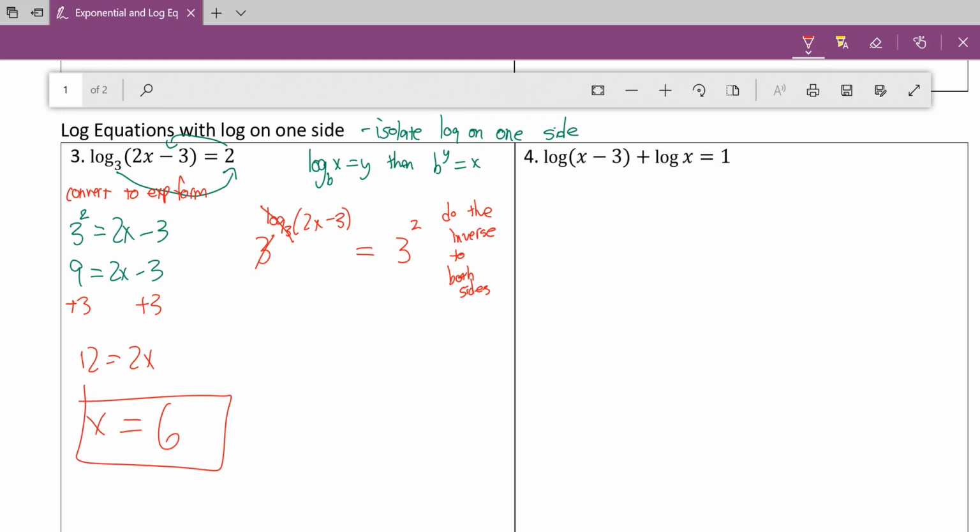So in example 4 here, I have 2 logs on the left side, and I want to only have 1 log on the left side. So we're going to use log properties first.